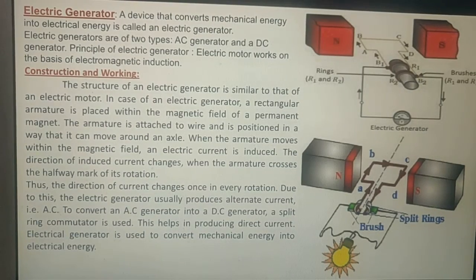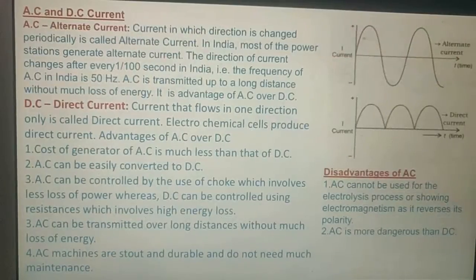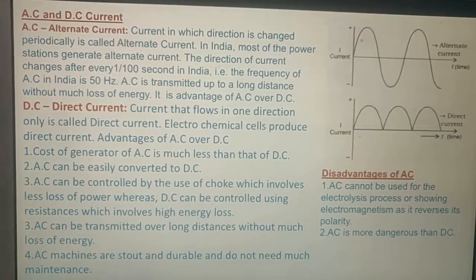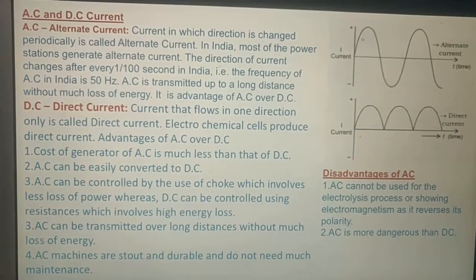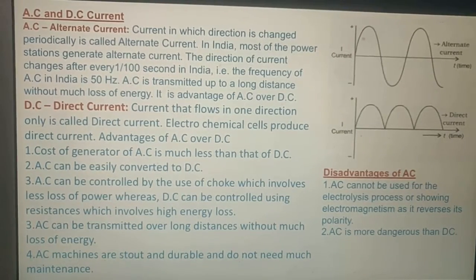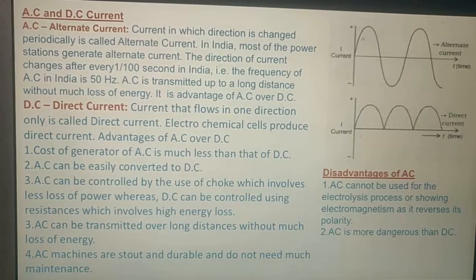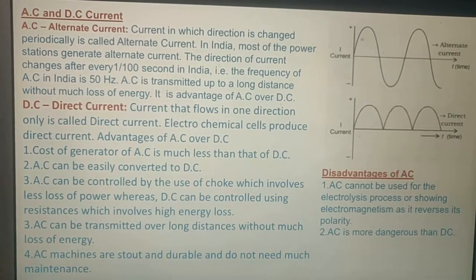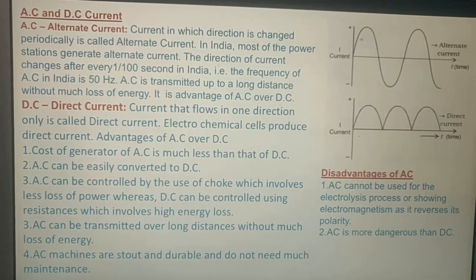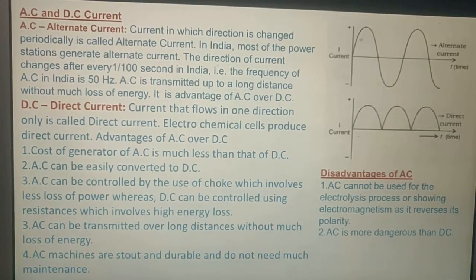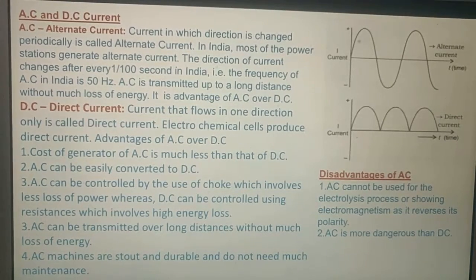Electric generator is used to convert mechanical energy to electrical energy. Now we will see the difference between AC and DC. Alternate current, in which the direction is changed periodically, is called alternate current. In India, most of the power stations generate alternate current. The direction of current changes after every 1/100 second in India. That is, the frequency of AC in India is 50 Hz.